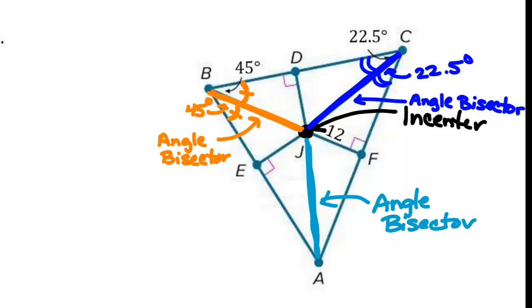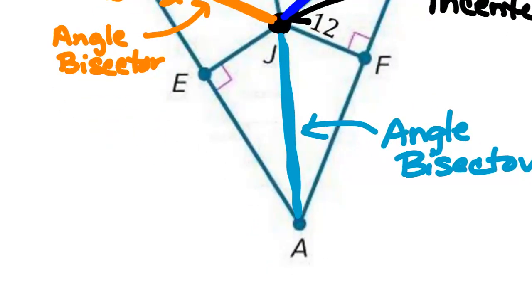Do we know how big either of these 2 angles are? No. But what do I know about those 2 little angles? They're congruent. I don't know how big they are, but I know they are the same size. So I can go ahead and mark them as congruent.